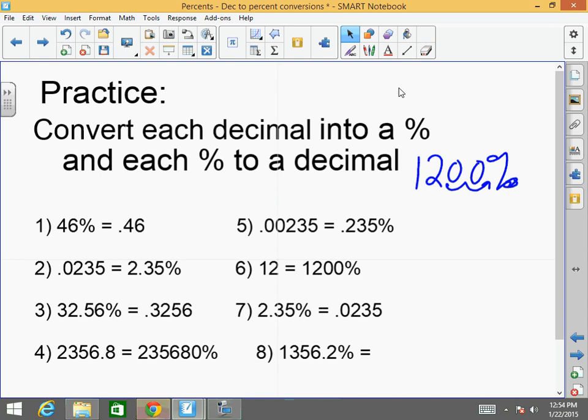And last but not least for this section, how do I turn 1,356.2% into a decimal? You got it. Yes, beautiful, son. 13 and 562 thousandths. Perfect. You even said it the right way. Very proud of you. Does that make sense, my brothers? May I continue?